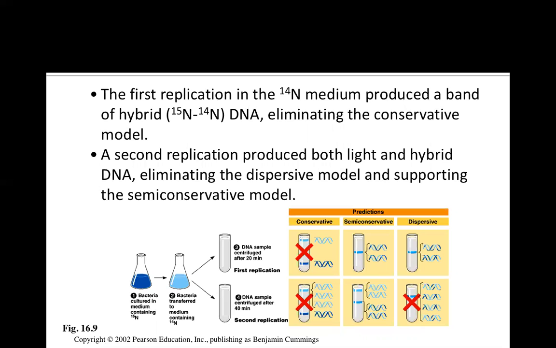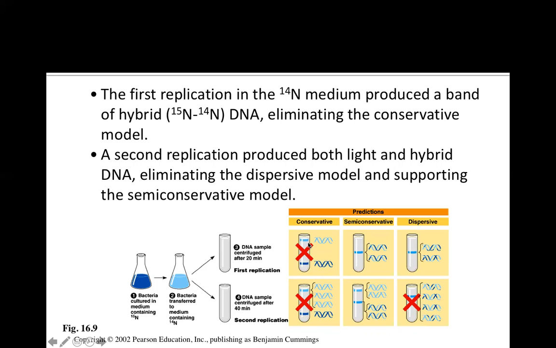The first replication in the N14 produced a band of hybrid N15, N14 DNA, eliminating the conservative model, because otherwise we should have had 2 bands. The second replication produced both light and hybrid DNA, eliminating the dispersive model. The dispersive model says we should have 1 band, because everything is a mixture, and that's not what we got.